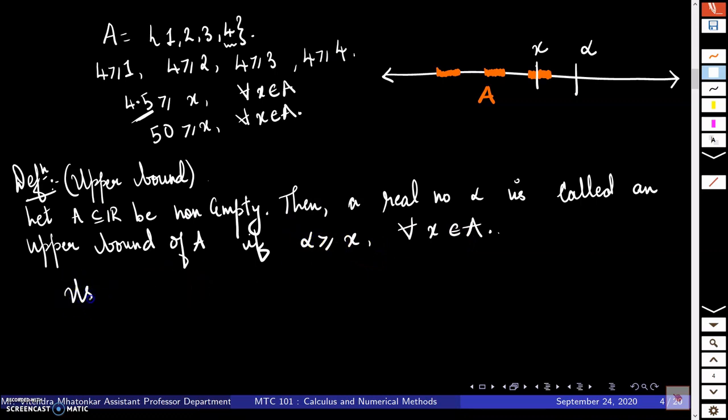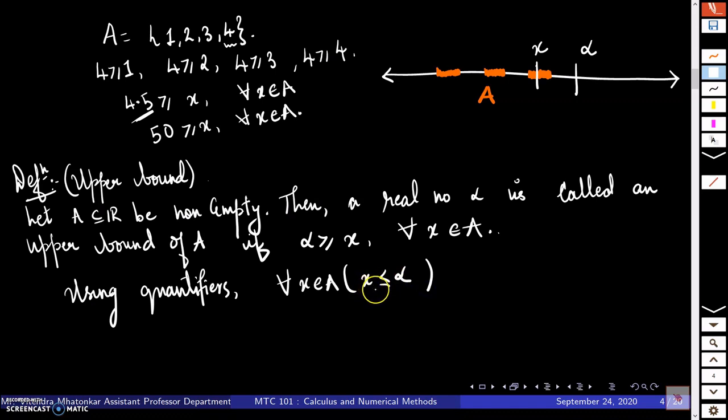So using quantifiers, I can write this same statement as: for every x in A, x is less than or equal to alpha, or alpha is greater than or equal to x. You can put it in either way. Okay, it means the same. So this is the meaning of the statement alpha is an upper bound of A.